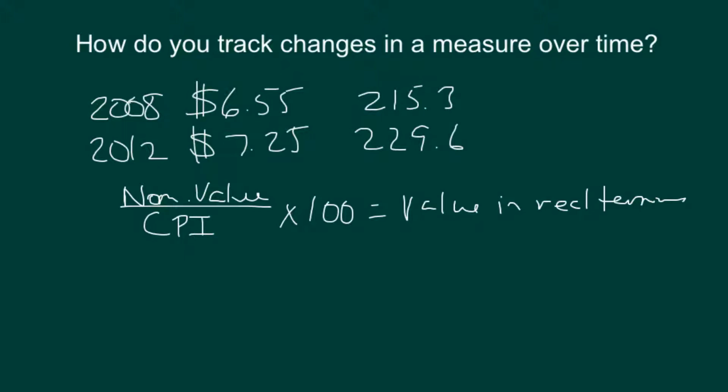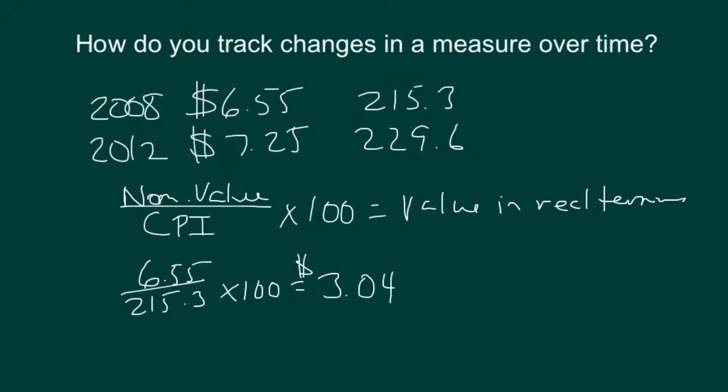So let's do some calculations here. We're going to be looking at 655 divided by 215.3 times 100, and that will equal 304. So $3.04 in real terms. And for 2012, we're looking at 725 divided by 229.6 times 100. And that works out to 316. That's a 6, believe it or not.